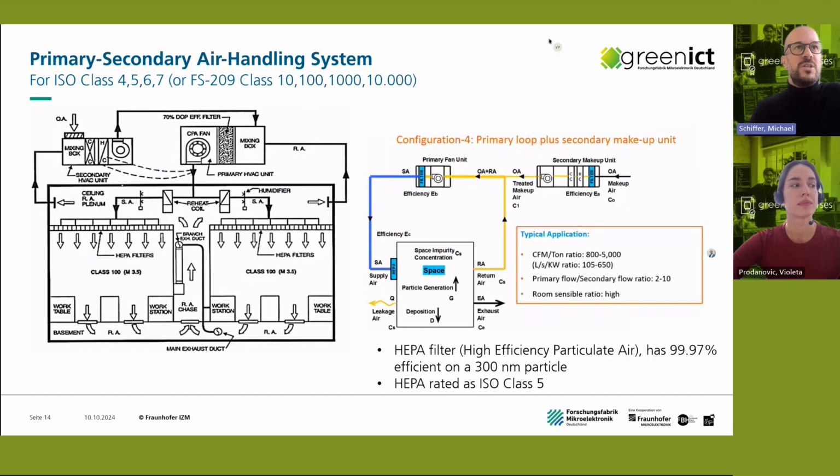So the next one would be something like we have here at the Fraunhofer, where we have a double floor and HEPA filters on the top side of the clean room. We have primary and secondary air handling systems, so we can really reach ISO class 5 plus or minus 1, I would say. HEPA filters are usually rated for ISO class 5, and they are 99.97% efficient on 300 nanometer particles. So smaller particles are still going through there. But there you can already see with the CFM per ton ratio that it goes up 5 to 10 times that of a very simple clean room like the last slide.